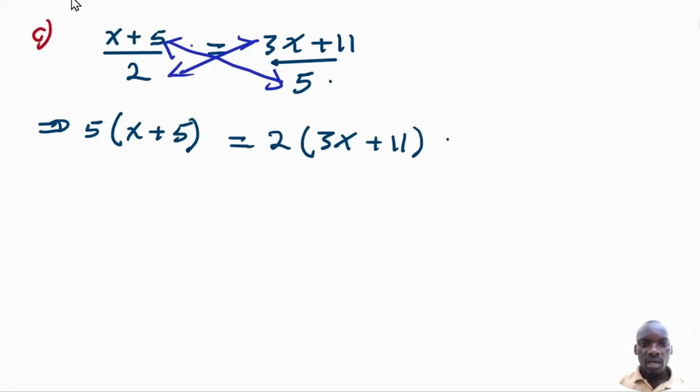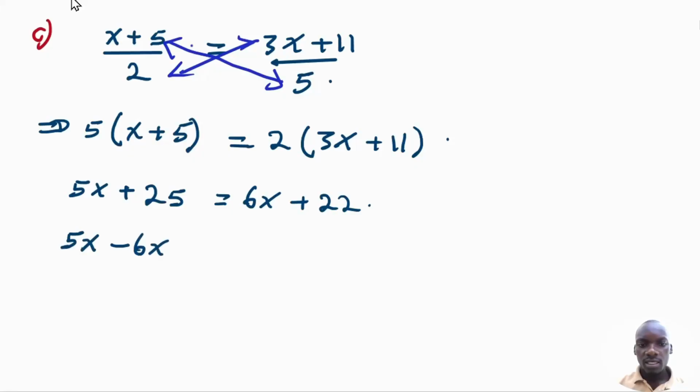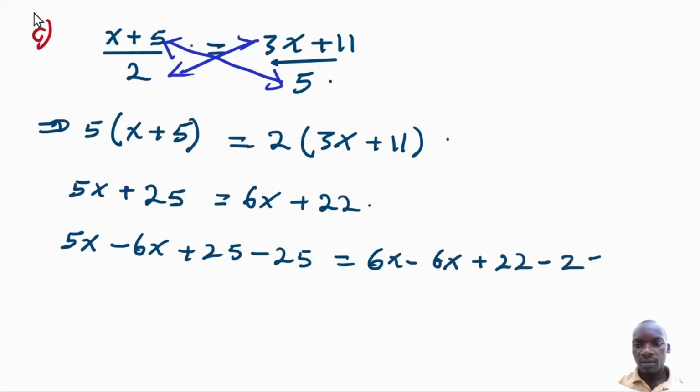So 5 multiplied by x, we have 5x plus 5 multiplied by 5, that is 25, equals to 2 multiplied by 3x to give us 6x, then plus 2 multiplied by 11 to give us 22. Still we are going to collect like terms. We are having 5x, then minus 6x plus the 25 minus the 25 equals to the 6x minus 6x, then plus the 25, then plus 22, but take away 25.